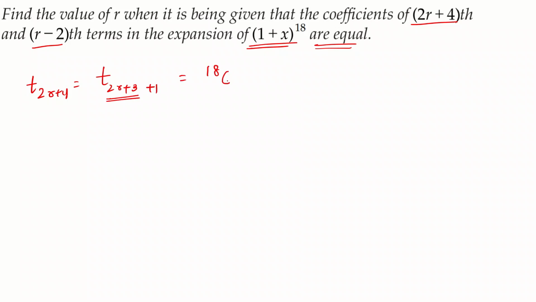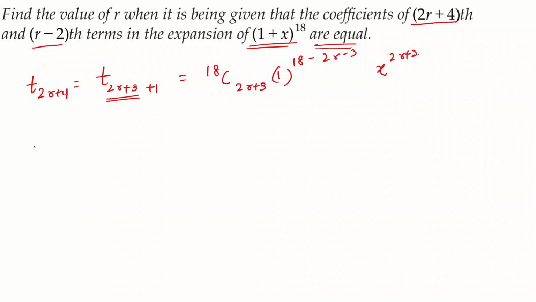Find the value of r when it has been given that the coefficients of the (2r+4)th and (r-2)th terms in the expansion of this are equal. So we are given that the coefficients of these two terms are equal. That means, first of all, let's try to find out the terms. So T(2r+4) is equal to T(2r+3+1). So this will be our r now, which is nCr, a to the power of head minus leg and x to the power of leg.